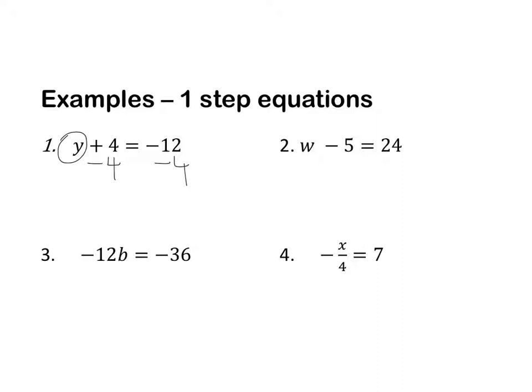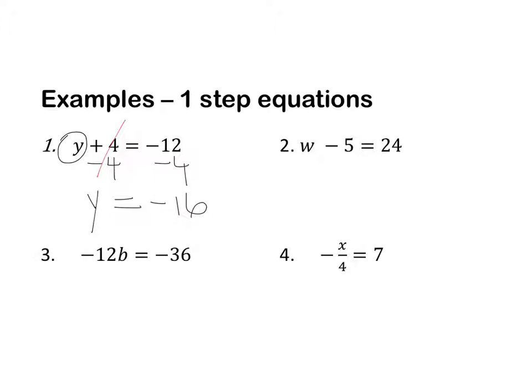Now when I have 4 plus negative 4, or 4 minus 4, my 4's cancel out. So I am left with just the y on this side of the equal sign. Now negative 12 minus 4 is equal to, you're at negative 12 on the number line and you move 4 more in the negative direction. So that puts you at negative 16. So my solution for this equation is y equals negative 16.